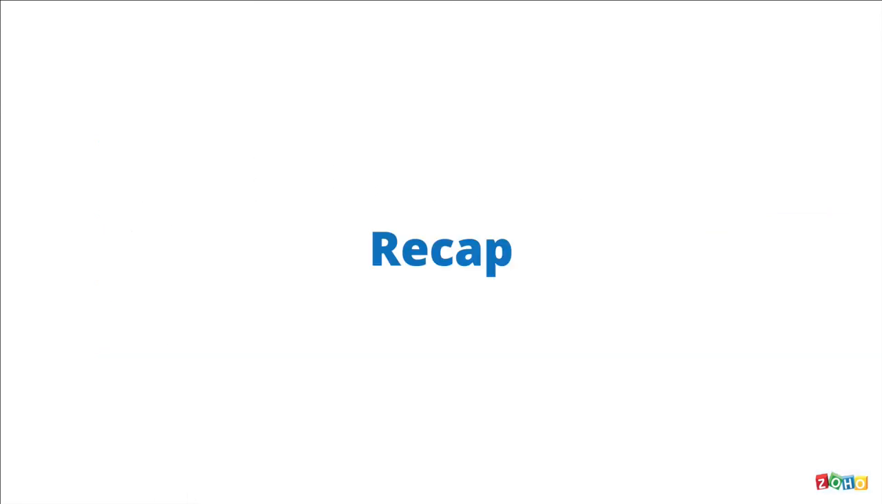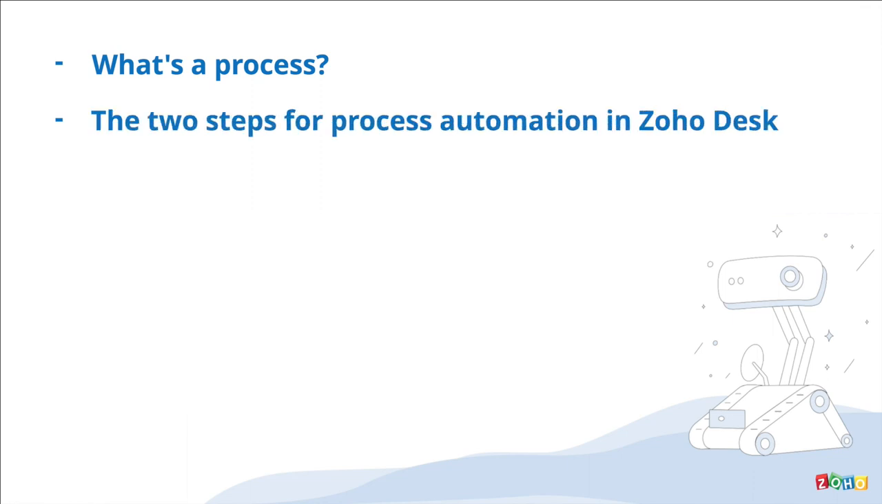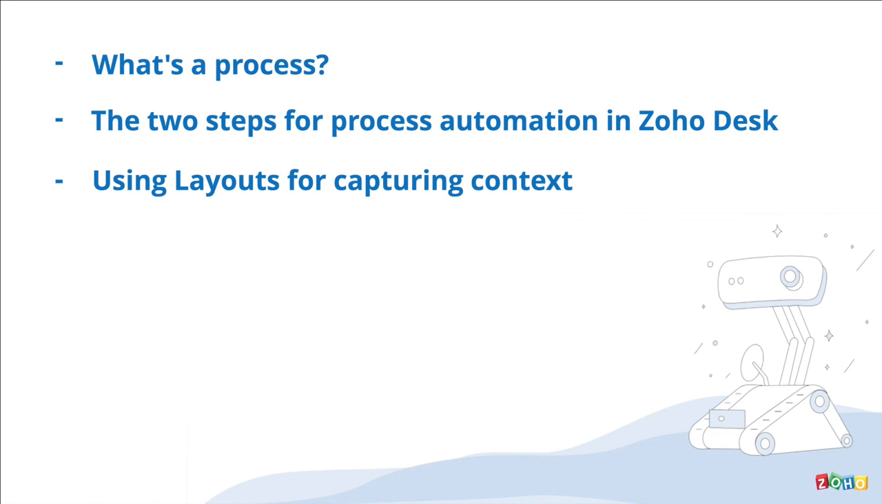So we've covered a host of features and benefits in this session. Let's do a quick recap of what we've seen so far. We started with a basic definition of a process. And we split process automation into two steps, the first being capturing and organizing context, and the second, using this context to better execute processes. We then looked at how layouts helps you define custom support process and also helps you capture accurate context.